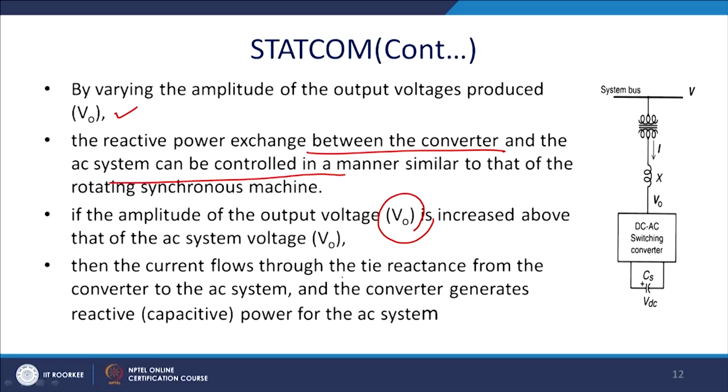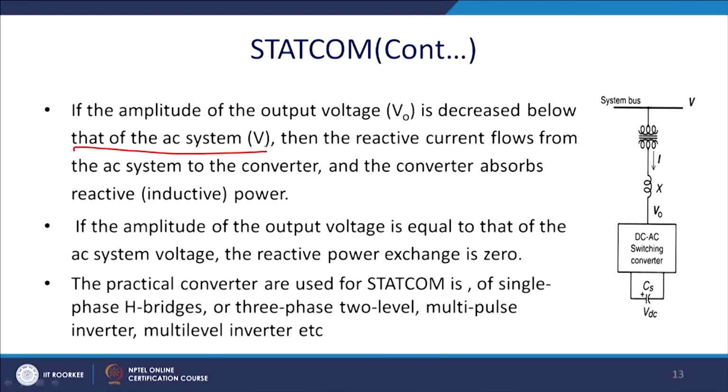Then the current flows through the tie reactance from the converter to the AC system, and the converter generates the reactive or capacitive power to the AC system. This is the principal operation, and for this reason this voltage is required to be higher than the rectified DC voltage. Generally it will be 30% higher, depending on how much you are going to compensate.